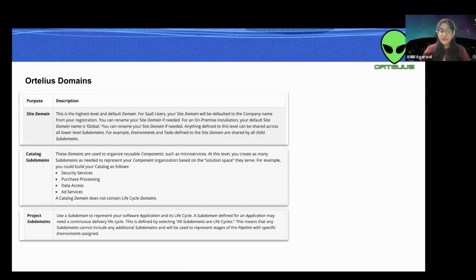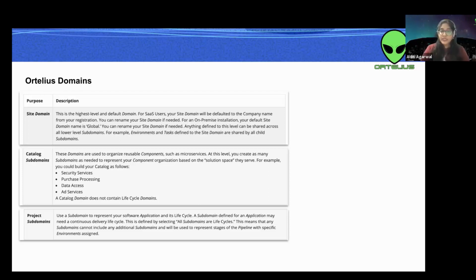to define this, we need to select the option "all subdomains are life cycle", which is available when we create a subdomain. If we check this option, then we are declaring that my project subdomains will also be my lifecycle domains. This means that the subdomain cannot include any additional subdomains and will be used to represent stages of the pipeline with specific environments assigned. So this clearly means that now you cannot create any further subdomains for this project. This project will be considered as the complete lifecycle for your software application.